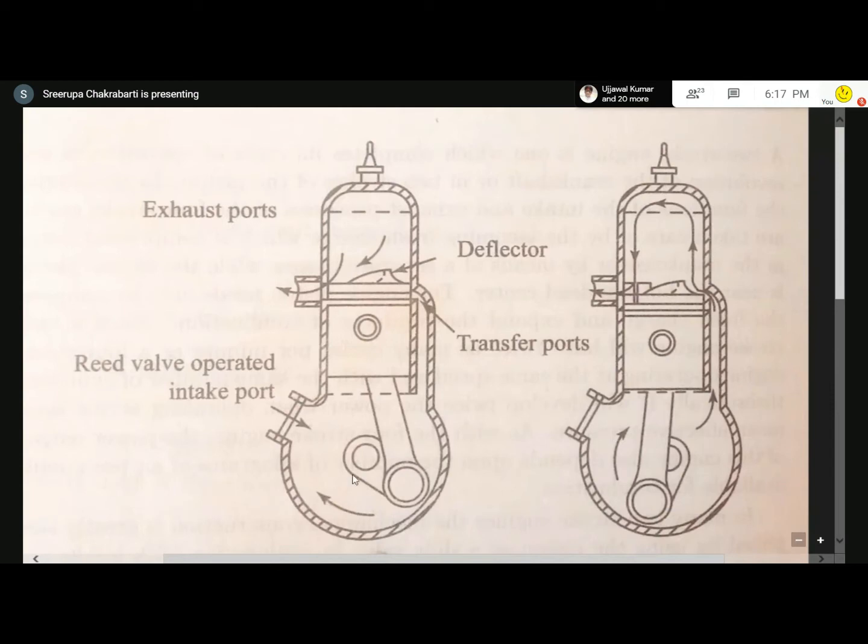So the next part is the crankcase. This is the crankcase. You can see this three-dimensional space covered by the casing of the engine. And here we have a valve which is called the reed valve operated intake port.